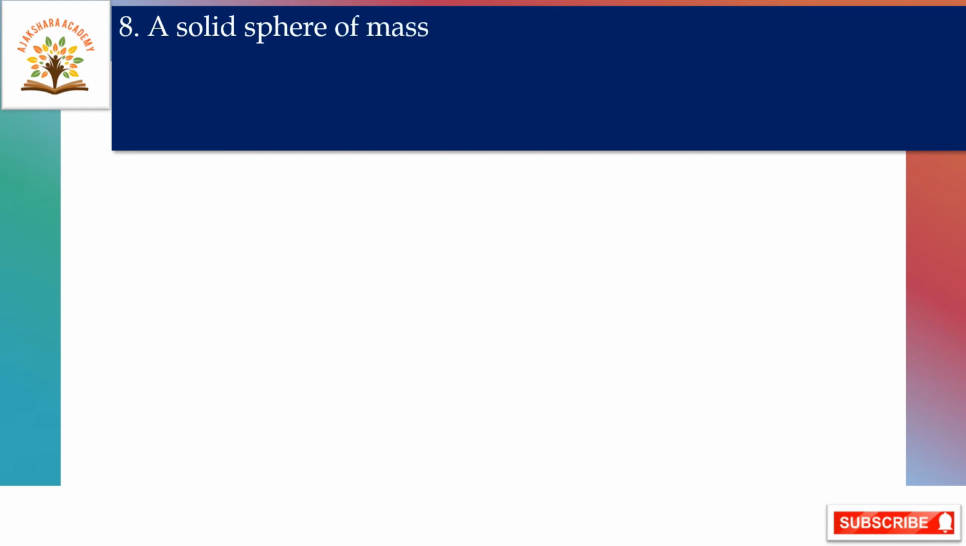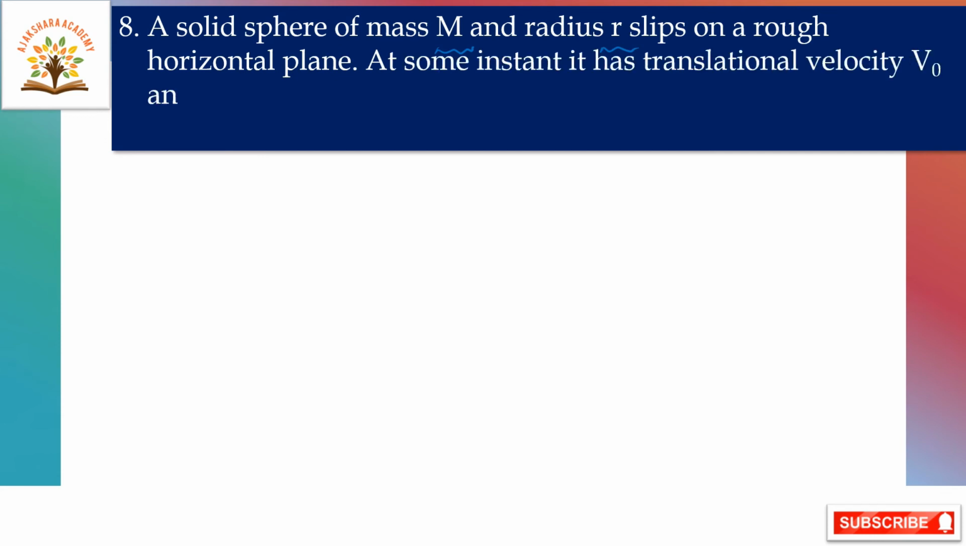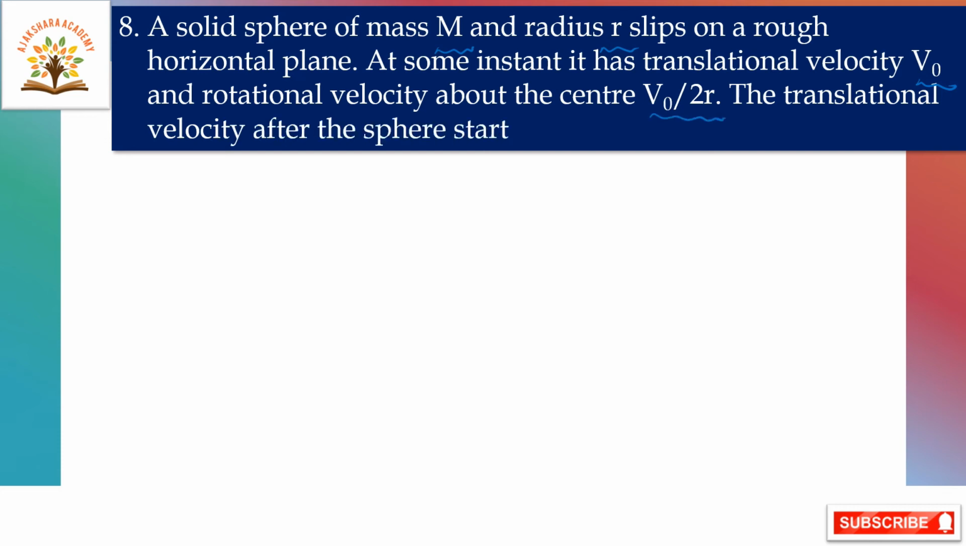A solid sphere of mass m and radius r slips on a rough horizontal plane. At some instant it has translational velocity v0 and rotational velocity about the center, that is v0 by 2r. The translational velocity of the sphere after the sphere starts pure rolling is. Now let us go to the solution.